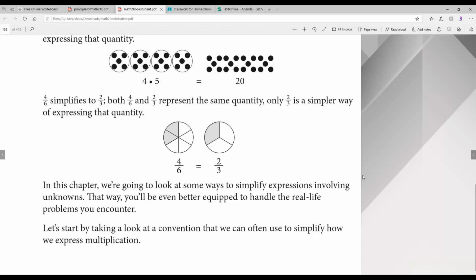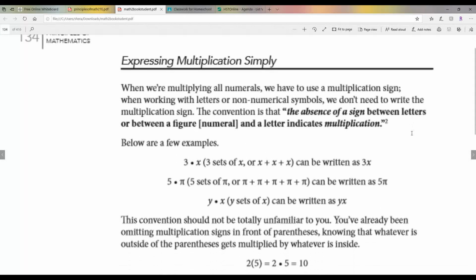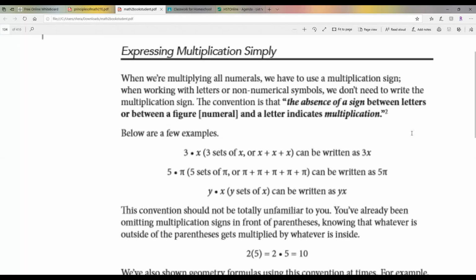So in this chapter, we're going to look at some ways to simplify expressions involving unknowns. That way, you'll be even better equipped to handle the real-life problems that you'll encounter. So we're going to start by taking a look at a convention that we can often use to simplify how we express multiplication. All right, let's look at this page here. When we're multiplying all numerals, we have to use a multiplication sign. When working with letters or non-numerical symbols, we don't need to write the multiplication sign. The convention is that the absence of a sign between letters or between a figure and a letter indicates multiplication.